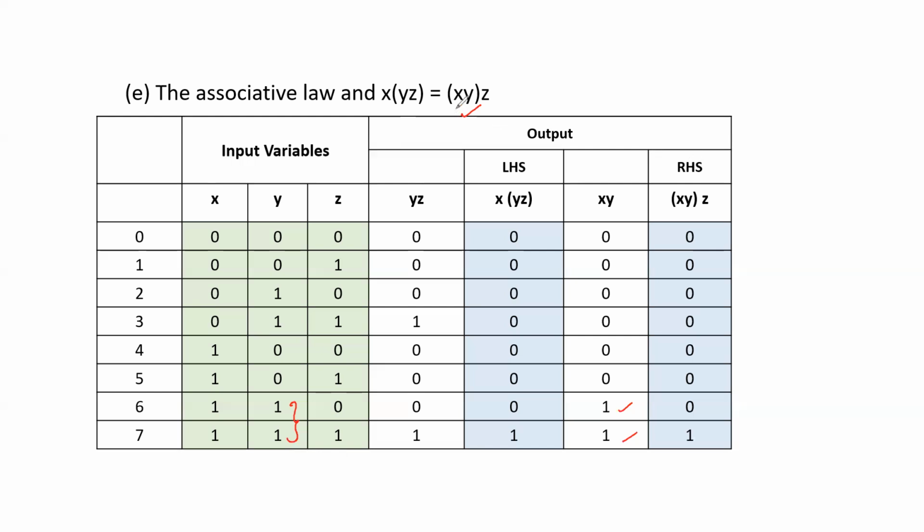Next to RHS part, xy of z. That means ANDing of xy with z. Now here only in this case we have both 1s. In the remaining all combinations at least one single 0 is there, so that the output should be 1 at this place only. The remaining all combinations outputs are 0. Now we should check LHS and RHS. Both are same. That means the second associative law also is verified with the help of truth table.